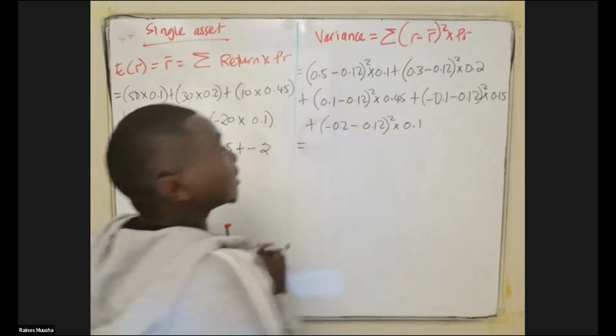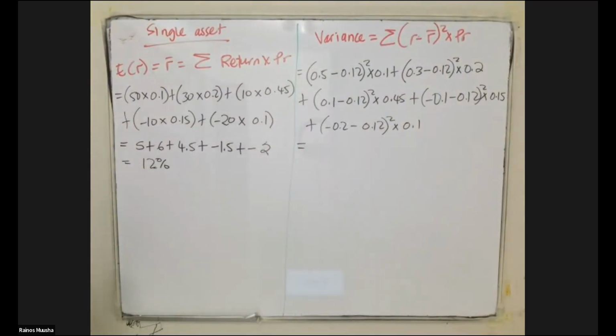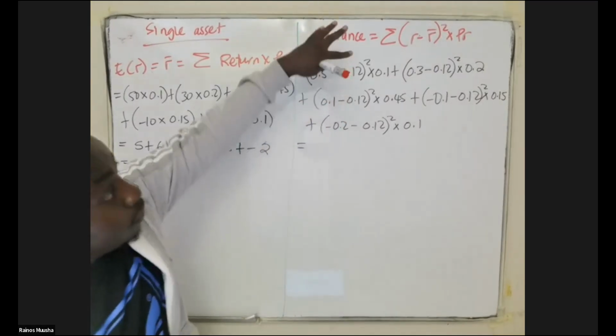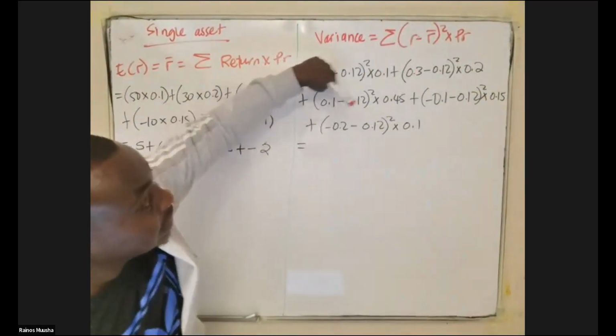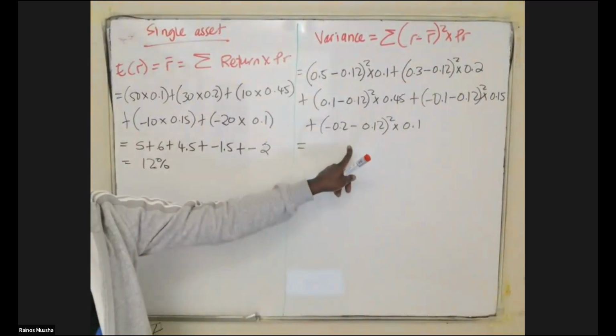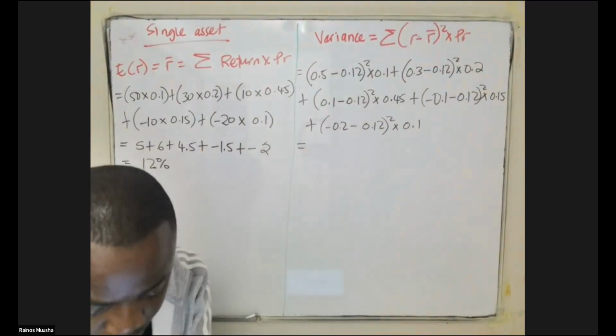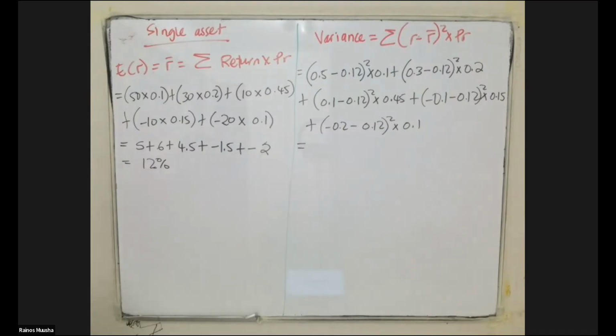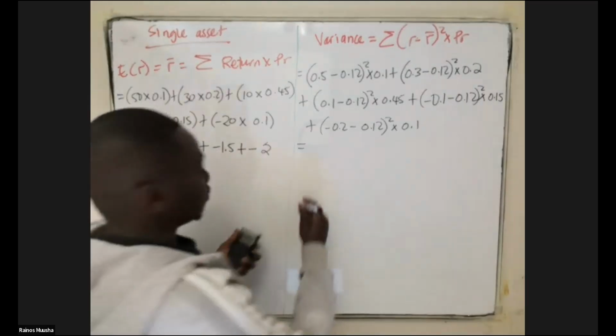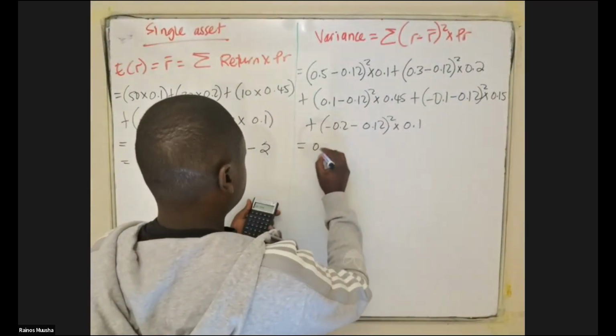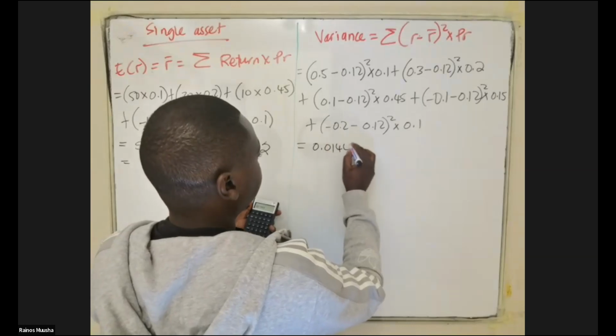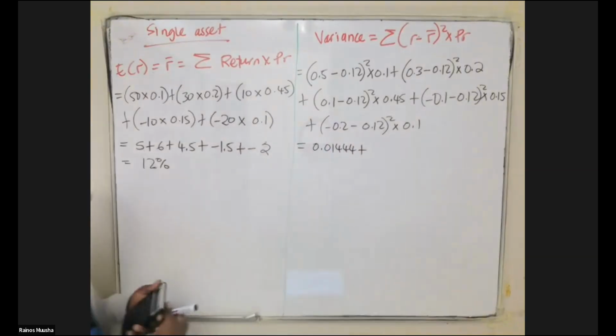So this will give us the variance. Which means you need to calculate it in decimal form for the first scenario, the second, third, fourth, and fifth scenario as well. So if you do the calculation, how much would you get? For the first scenario, you get 0.01444, plus.